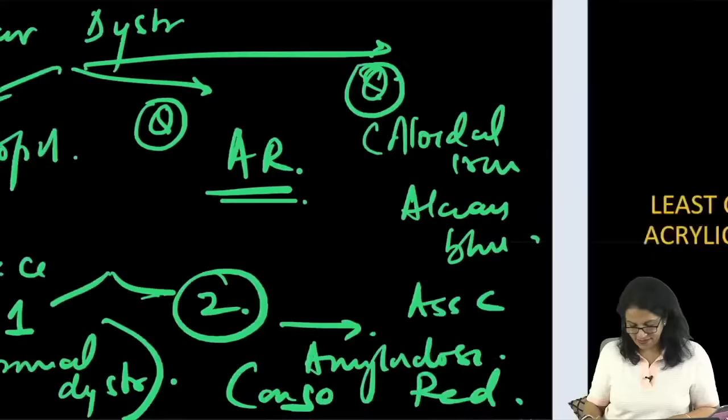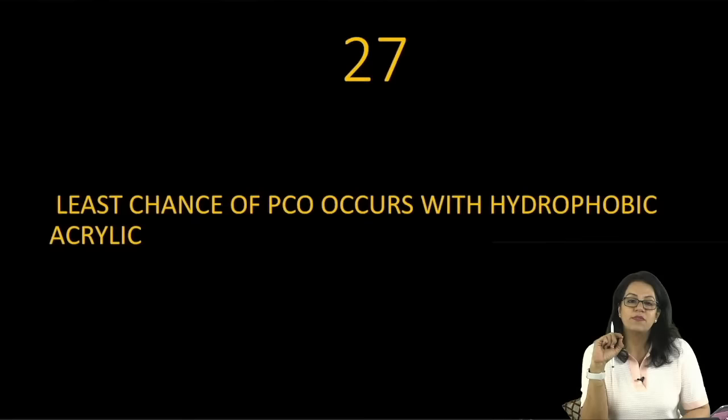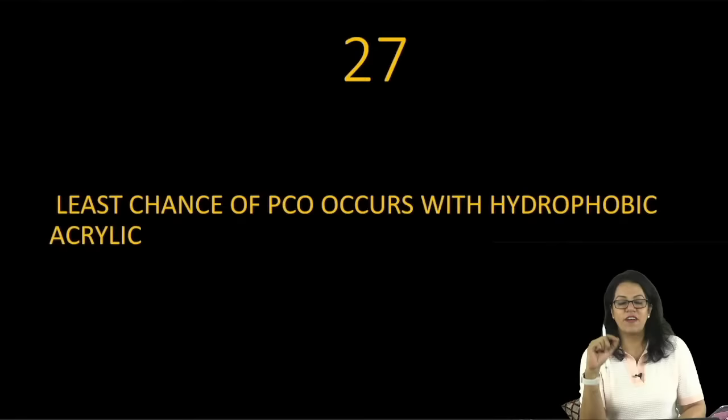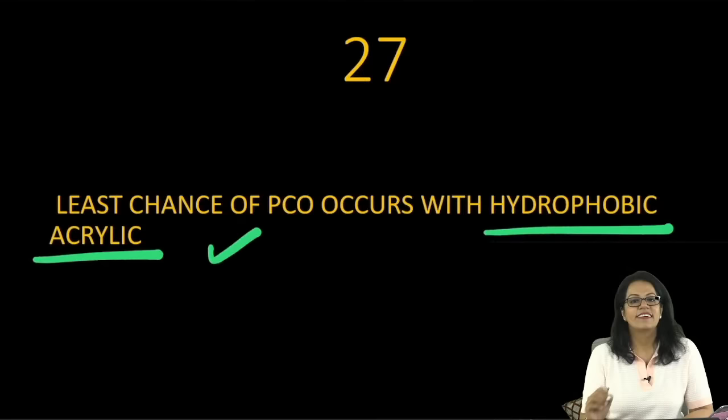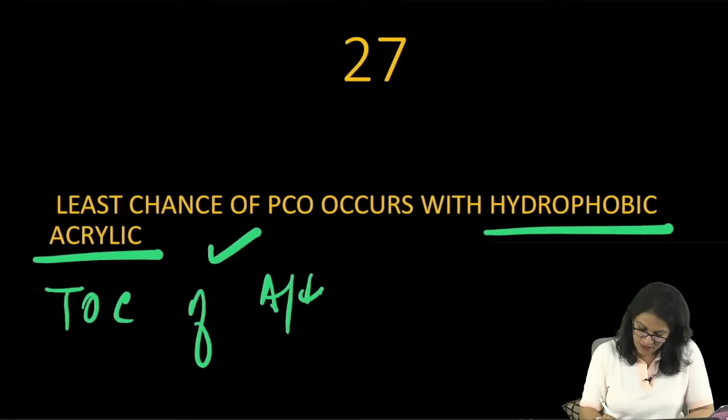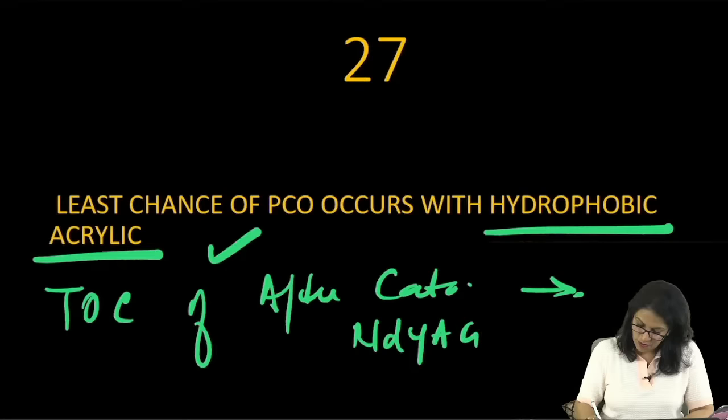Okay, we come to the next. Least chance of PCO occurs with which IOL? Please don't forget this. It is hydrophobic acrylic. And one more question: treatment of choice of after cataract, what will you answer? Treatment of choice of after cataract is Nd:YAG posterior capsulotomy.